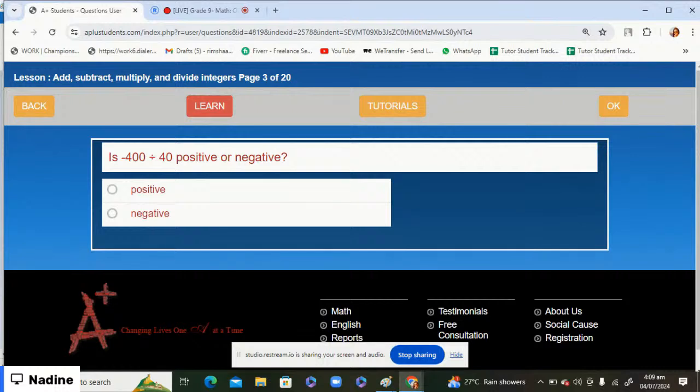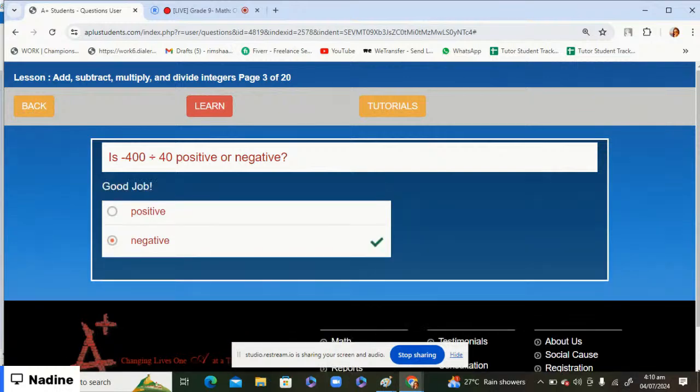What are the divisibility rules? As we know, if there are two negatives, then you get a positive answer. And if there are two positives, you also get a positive answer. But here is a question: minus 400, and then you are going to divide it over 40. Then you get a negative answer, because look here, one is positive and one is negative, so you get a negative answer.